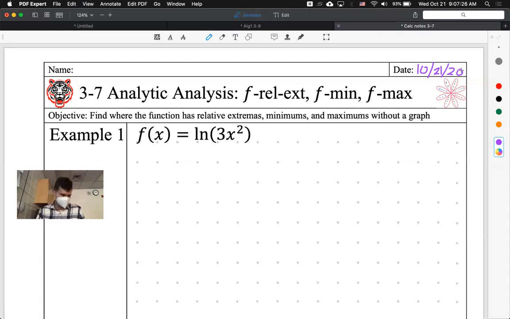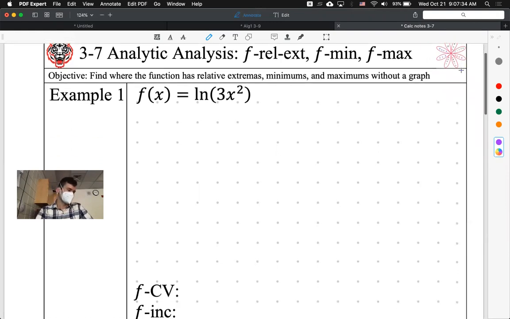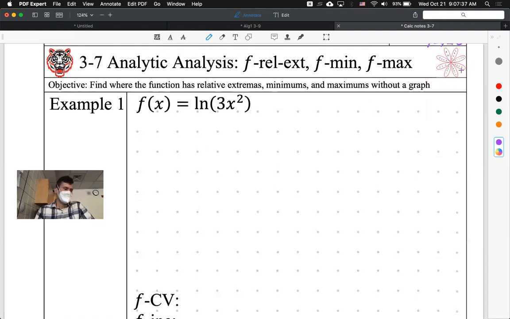All right, so let's just do some examples. I think it's just one example on the front and then one on the back. Yep, just two examples. All right, that's it. And they're kind of big, so here we go.